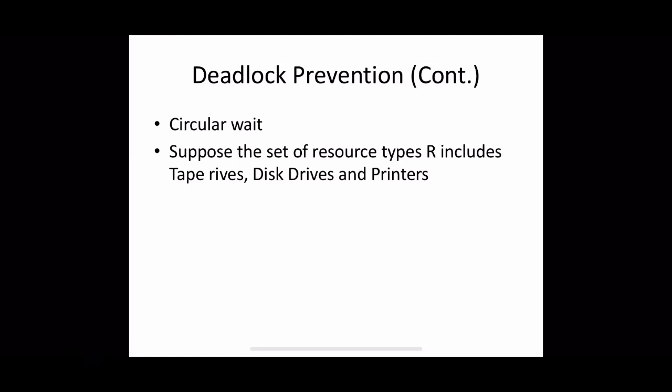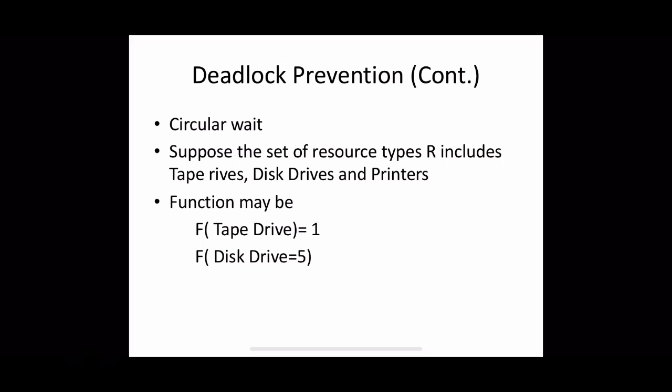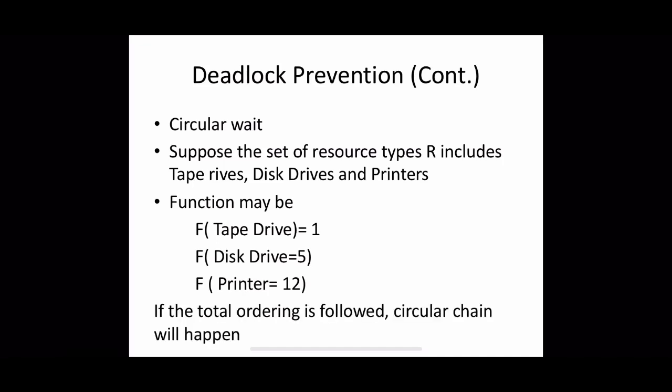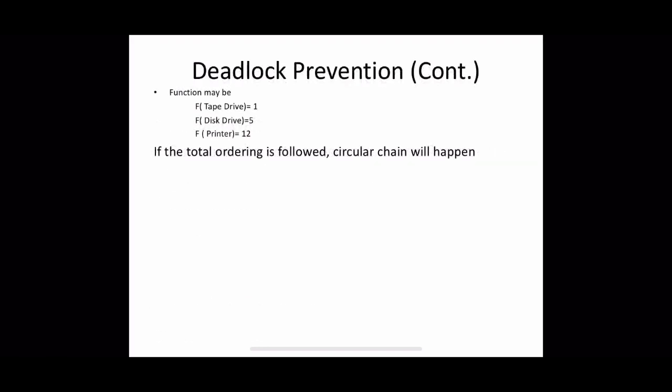We can see an example for that. Suppose the set of resource types in our system includes tape drives, disk drives, and printers. And the function we have chosen is like this. The number for tape drive is 1, the number for disk drive is 5, and the number for printer is 12. So if the total ordering is followed, a circular chain will never happen, right? Why? Now let us confirm it.